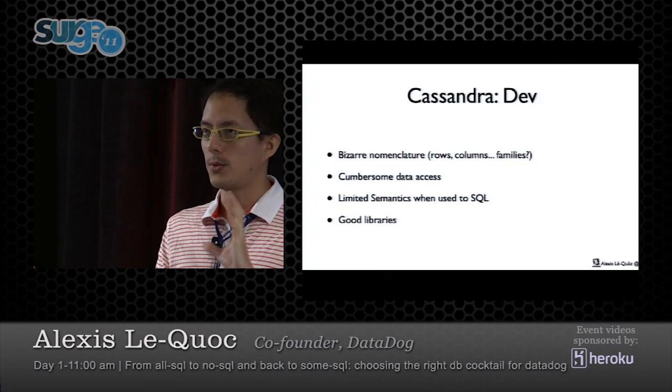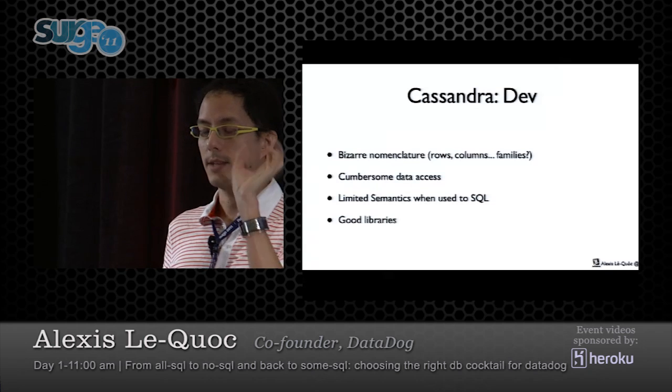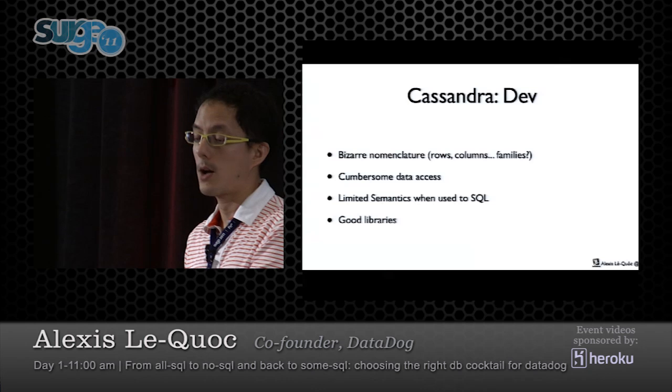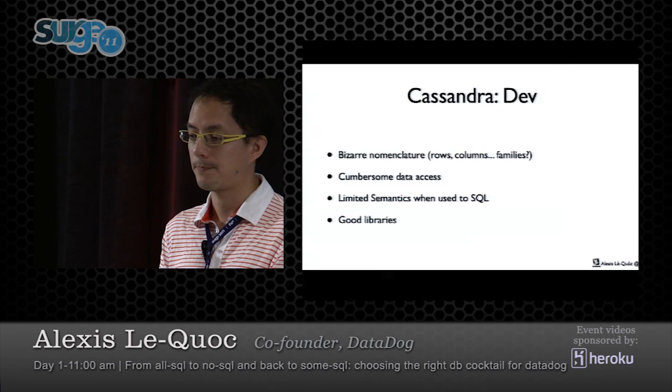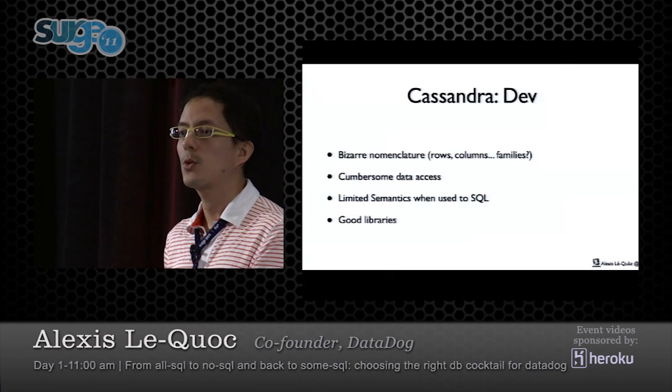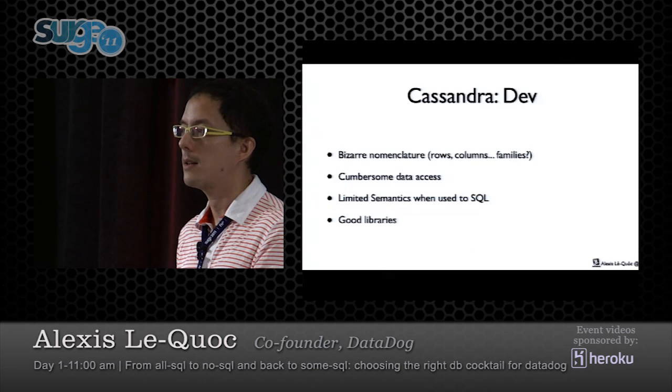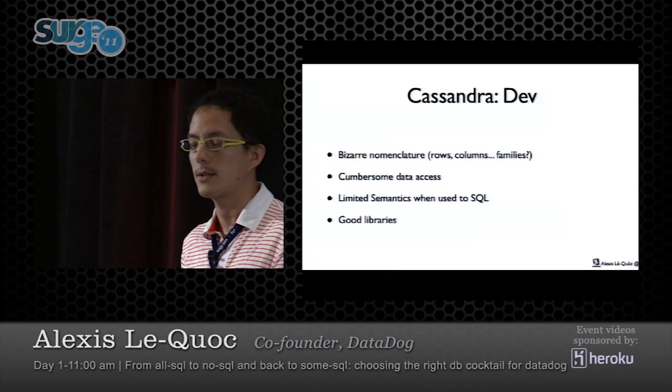The data access is a little bit cumbersome. It forces you to think clearly about your data model based on what kind of access you have in mind. So you have to know how you're going to access the data in the first place. The semantics in terms of query are light years behind SQL, and I know that now there's CQL that sort of makes it a little bit easier to write queries, but the kind of stuff you can do with SQL, you just can't do that. Luckily, it has good libraries, so we're okay. At least we can code to it.